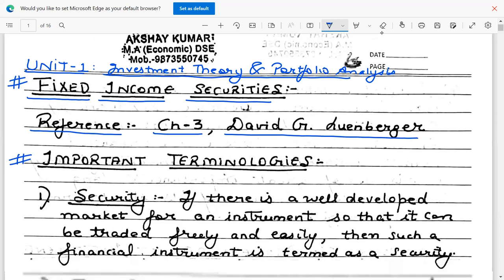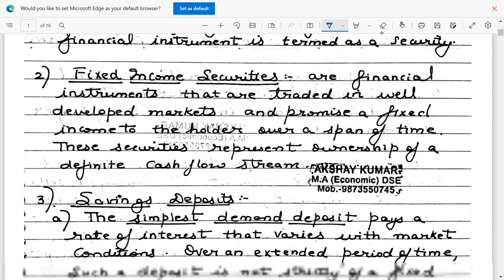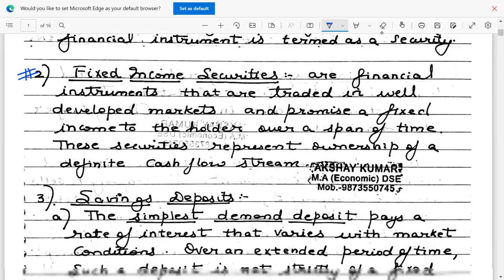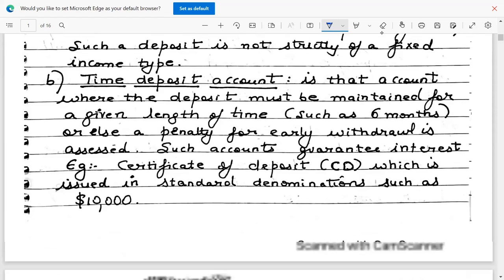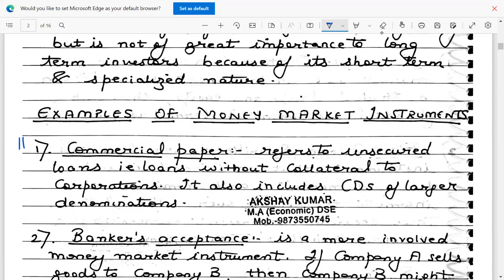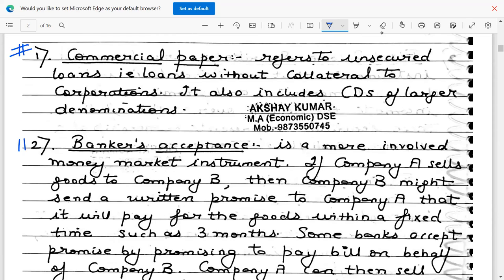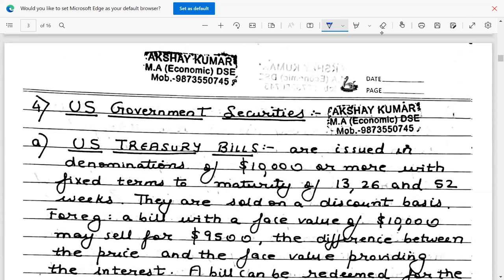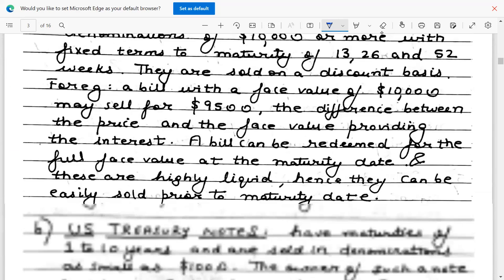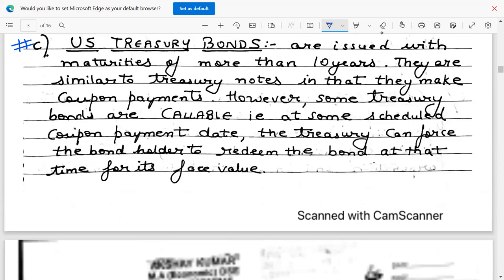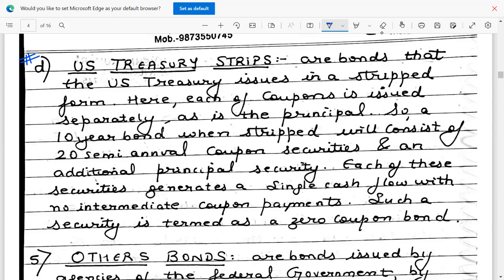Now, all students can recall that in the previous lecture, we were looking at some important terminologies involved in investment science. What is meant by a security, what is meant by fixed income securities, what are the kinds of savings deposits we have, what is the money market, what are the instruments we have in the money market. So we had done commercial paper, bankers acceptance. We had also talked about eurodollar deposits. And then we had also done a brief discussion of the government securities in the US. We had talked about US Treasury bills, the characteristics of US Treasury notes, US Treasury bonds, and US Treasury strips.